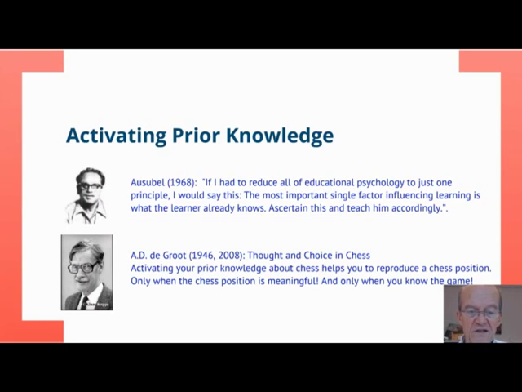Here I present a statement made by David Ausubel already back in 1968, which is still, I think, one of the most important statements made in the domain of educational psychology. And that's how it starts. If I had to reduce all of educational psychology to just one principle, I would say this: the most important single factor influencing learning is what a learner already knows. Ascertain this and teach him accordingly.